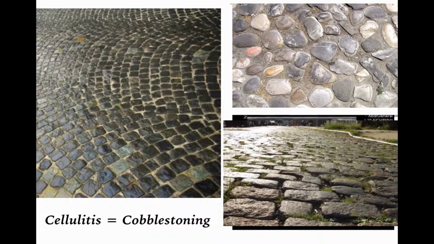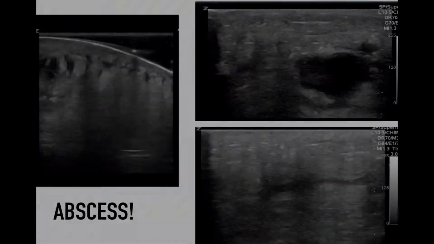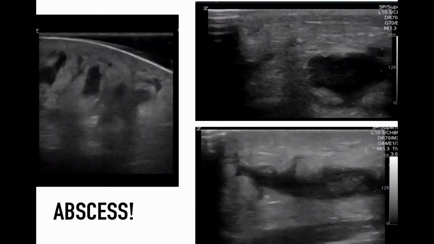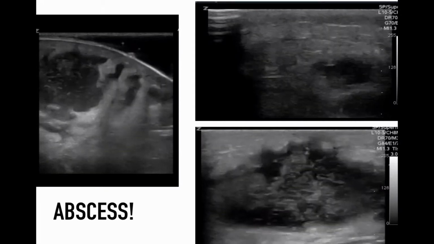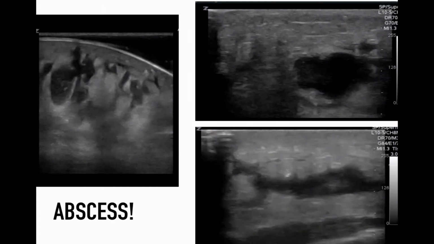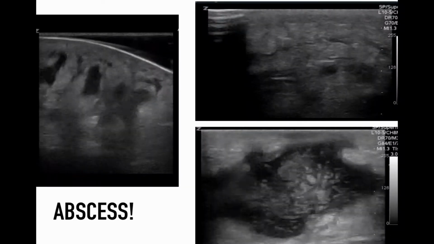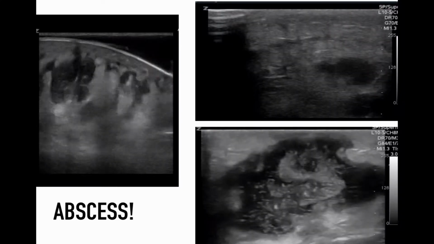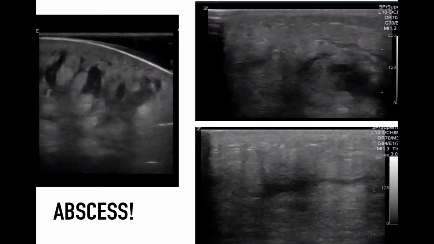There's your cobblestone. So remember cobblestoning. Now let's compare that to these images. These look much different. Of course, these are abscesses. Whereas you just had cobblestoning before, now you have distinct collections of fluid and complex fluid, which is pus.